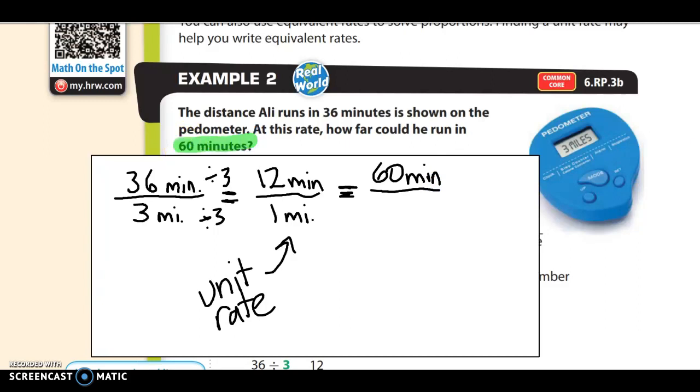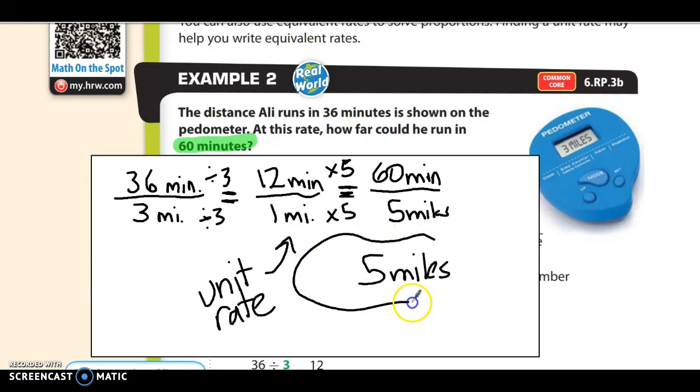So now I'm going to ask myself, does 12 go into 60 evenly? And it does, 5 times. So if you can multiply 12 by 5, you can multiply 1 by 5. And you're going to get 5 miles. And then the question asked, how far can he run in 60 minutes? It's 5 miles.